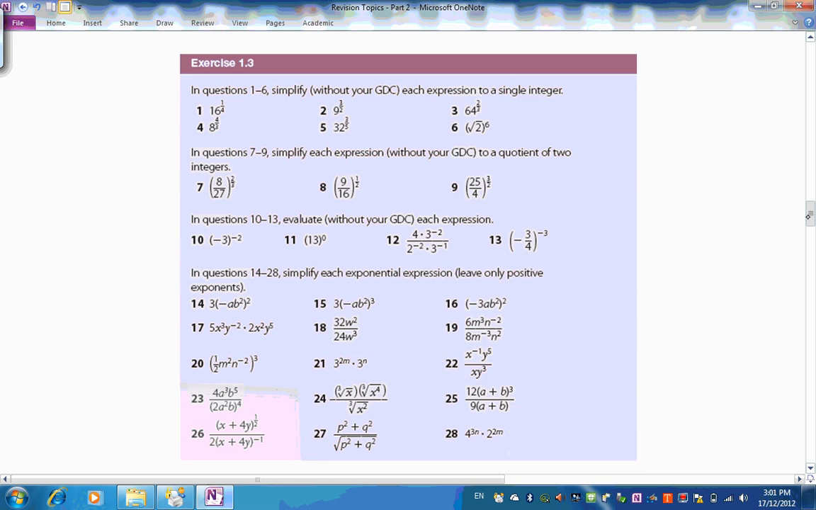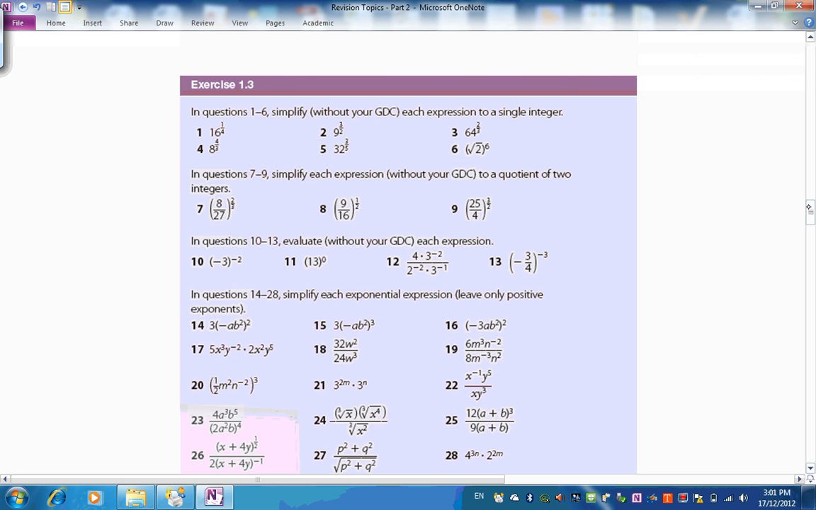Well, here we are, a mixed bag of problems here. I think there's only 28. Yes, there they are, the 28, and it gives you some clues here. Now, I've got to start to get you ready for the papers. See how Pearson's here and here and here have suggested not using your GDC.